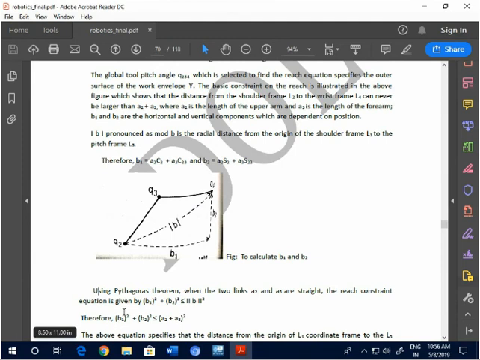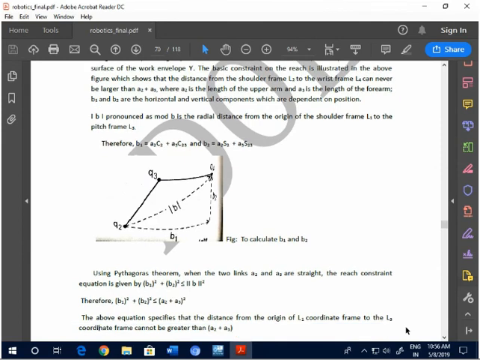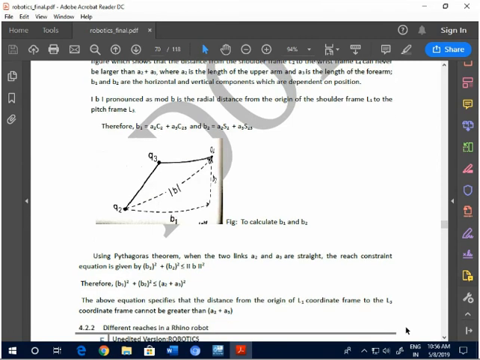Therefore, B1 square plus B2 square is equal to A2 plus A3, which gives us the distance from the origin of the L1 frame to L3 of the coordinate frame, and it cannot be greater than A2 and A3. So whatever distance it takes, it won't be greater than A2 and A3.